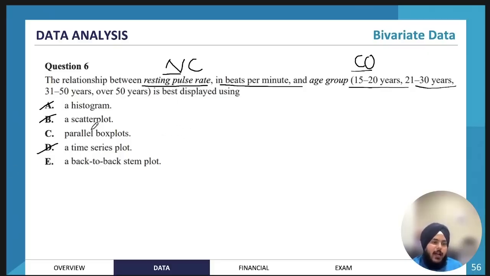So the actual answer here is going to be parallel box plots. Parallel box plots are the best way of representing this because, for parallel box plots, we can have multiple categories. For a back-to-back stem and leaf plot, it's only 2 categories that we can compare at one time. So if it was just 15 to 20-year-olds and 21 to 30-year-olds, that would have been perfect to use a back-to-back stem and leaf plot. But if we have multiple categories, then we need to use parallel box plots.